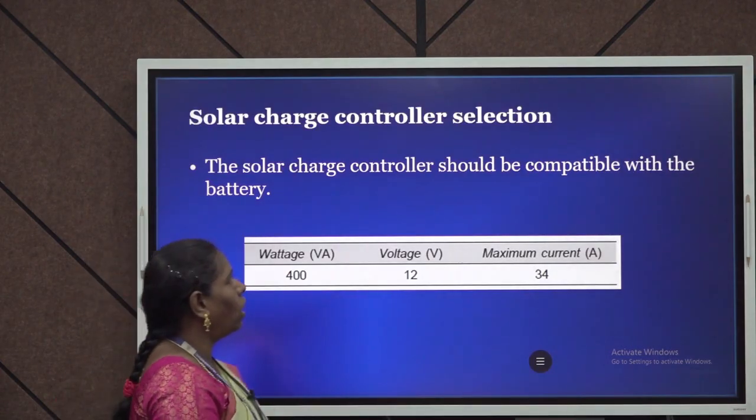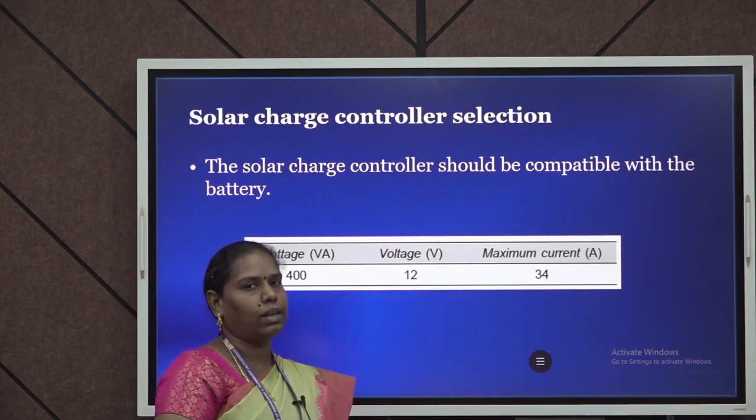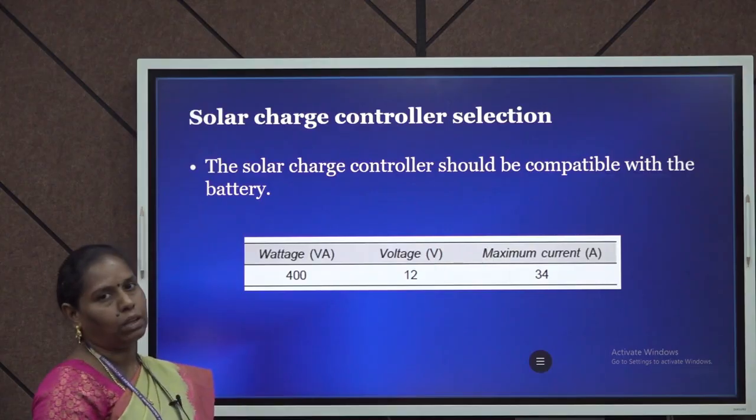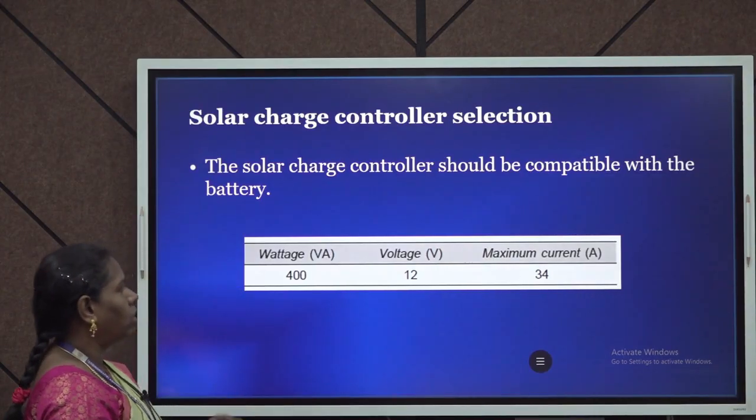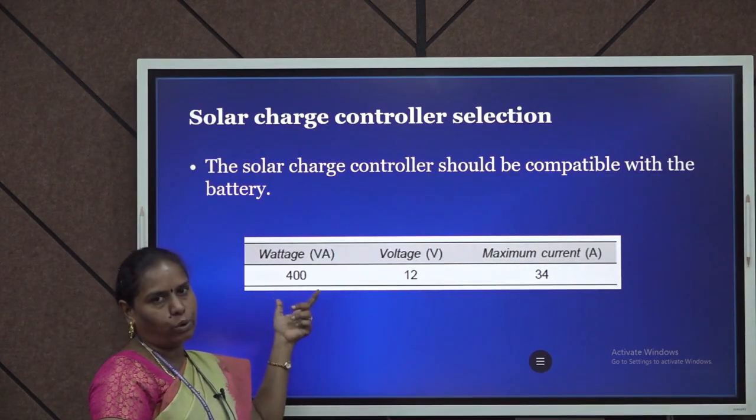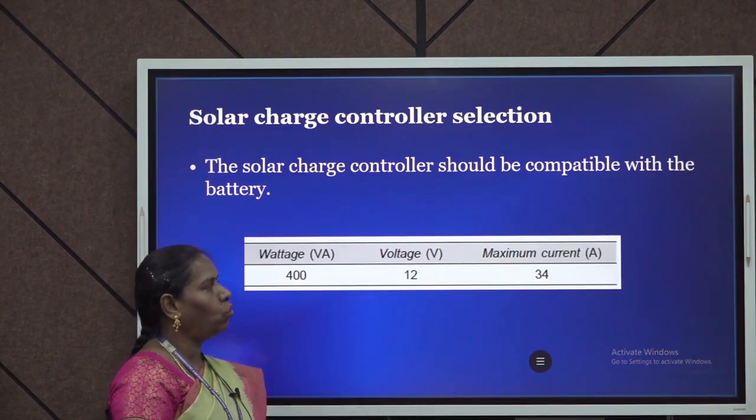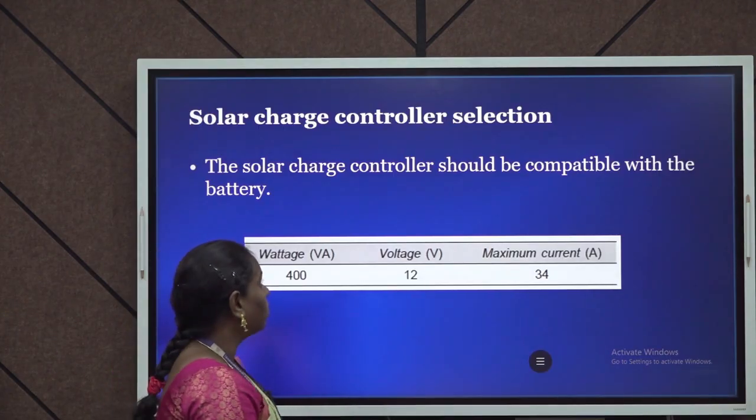And next one, solar charge controller selection. It has to be compatible with the battery as well as the inverter. So it has to be chosen as 400 watts, with a voltage of 12 volt and a maximum current of 34 amps.